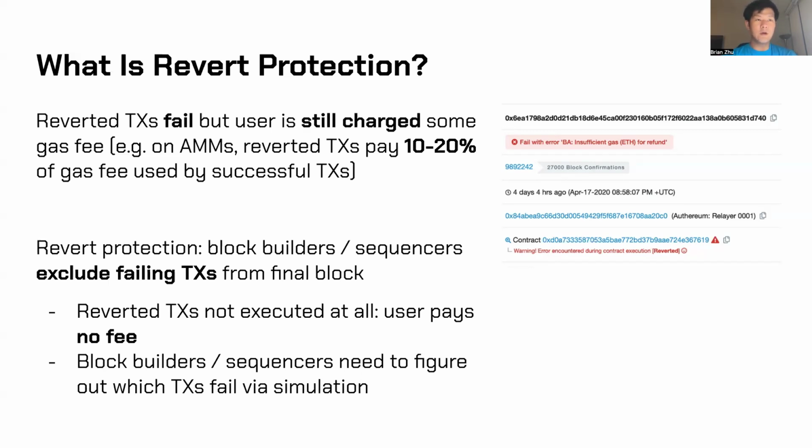They need to figure out which transactions are going to fail by simulating the blocks in various orders. And on the right here, we see an example of a reverted transaction on Etherscan. And for this transaction, the particular reason given is insufficient gas for refund.